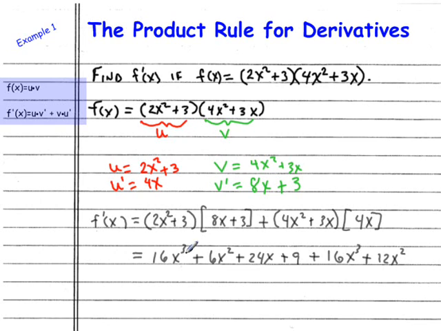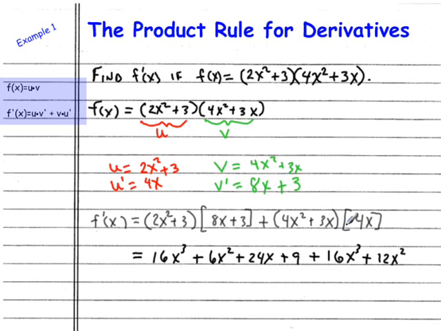Well, now we see that we probably can do a little simplification. That is, we have a couple of binomials we can multiply together. Here we have a binomial and a monomial to multiply together. So we simply do that. 2x squared times 8x, of course, 16x cubed. 2x squared times 3, of course, 6x squared. Then we have 3 times 8x, which is, of course, 24x. And 3 times 3, of course, plus 9.